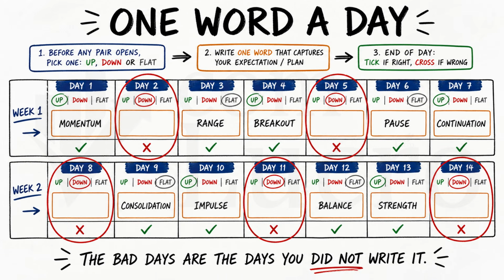So here's the homework, and it's genuinely small. For the next 2 weeks, before you look at any pair at all, look at the dollar index and write down one word: up, down, or flat. Then, at the end of the day, check whether your pairs did what that one word said they would. Most people are surprised how often a single word explained the entire screen, and how often the days they lost money were the days they never wrote it down.